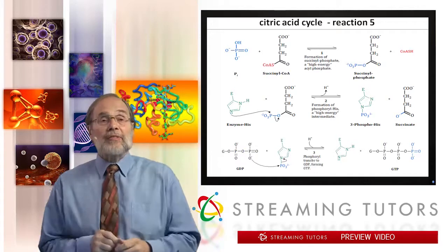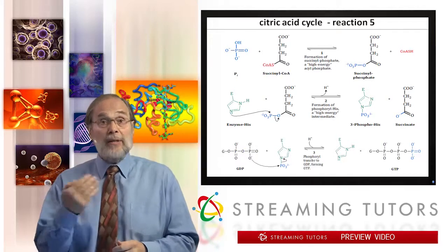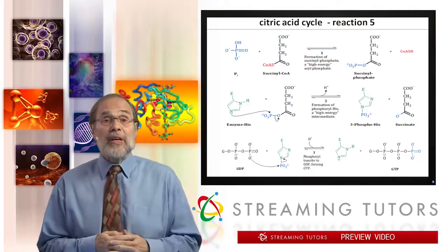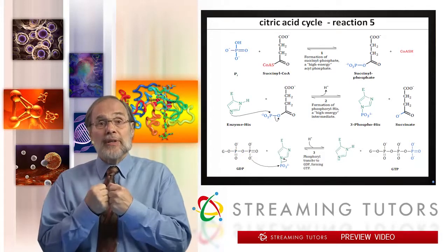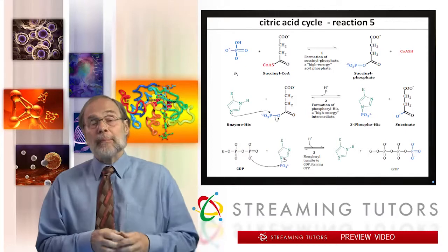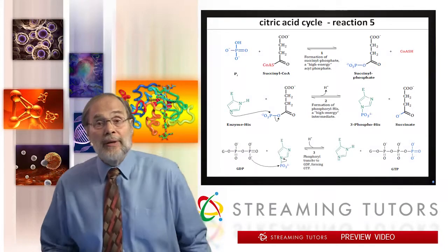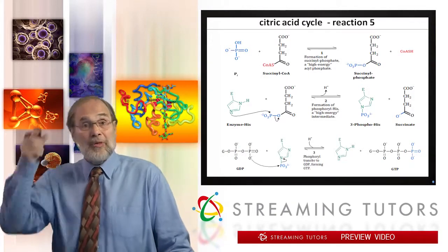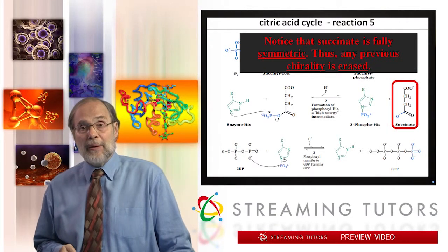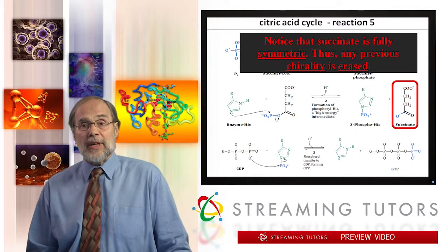A sort of nifty set of steps here, where there's a covalent intermediate, an enzyme phosphate intermediate, that captures this free energy from the thioester bond and converts it into GTP, a high energy anhydride bond. Nifty trick. Okay. Notice one other thing before we leave this.